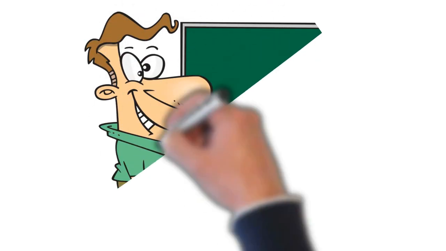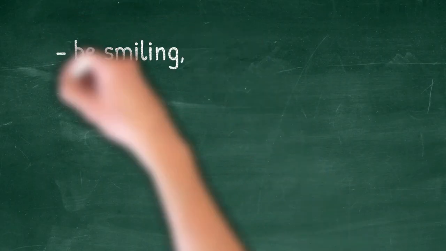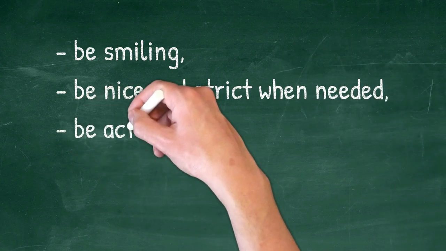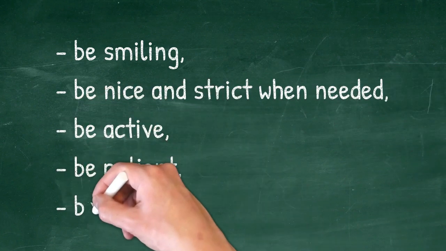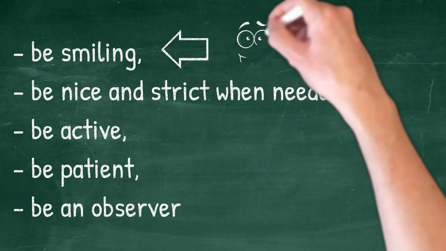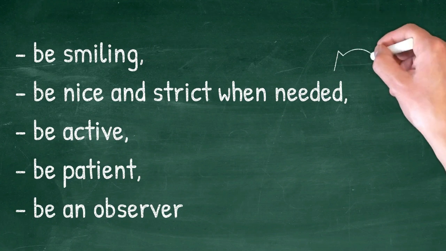1, the teacher's behavior, and it's your behavior. You gotta be smiling, you gotta be nice and strict when needed, you gotta be active, be patient, and be an observer. Being smiling, of course, is quite obvious, because the kids in this way will feel very interested in you and will feel that you are someone very nice, and they will be willing to pay attention in your class.